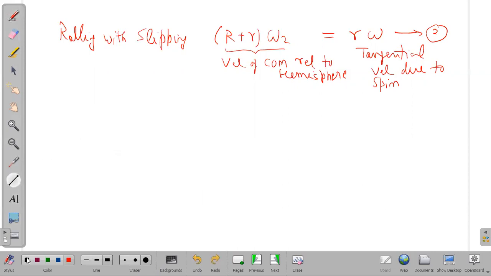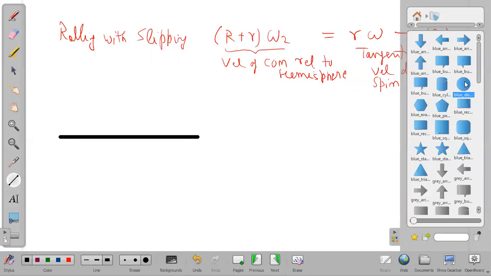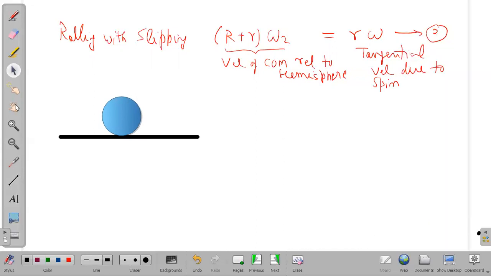Suppose we have a platform on which a sphere is rolling. So I consider one sphere rolling on a platform. Suppose the center of the sphere is moving with velocity v and this sphere rolls with angular speed omega as spin. And this platform is moving forward with velocity vp. So how do you write the condition for pure rolling?